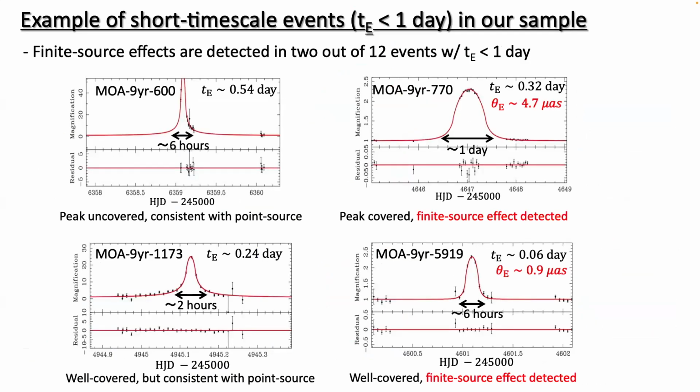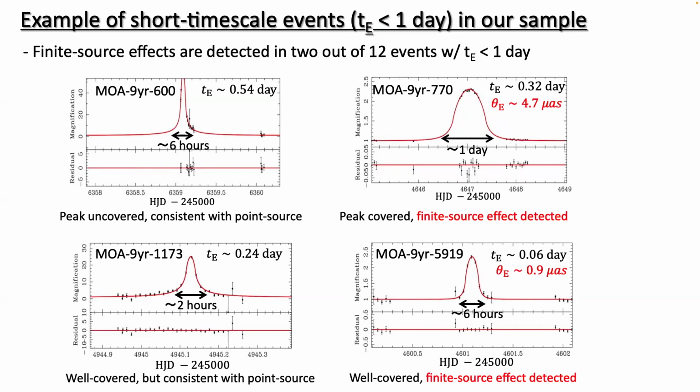So here are some examples of short time scale events. I think Taka already showed these light curves, but I picked 4 events. On the top left, the finite source effect was not detected since we don't have the peak coverage. And on the top right, we measure the finite source effect and measure the angular Einstein radius, since the peak is well covered. And on the bottom left, the entire light curve is well covered, but the light curve model is still consistent with a point source.